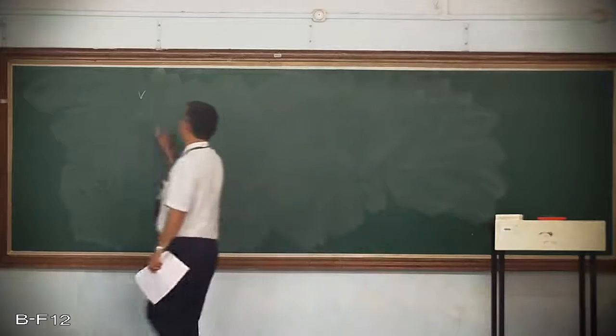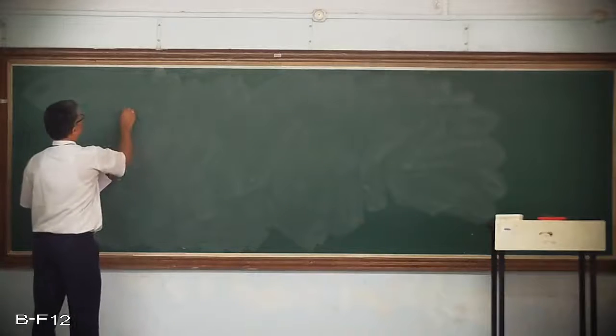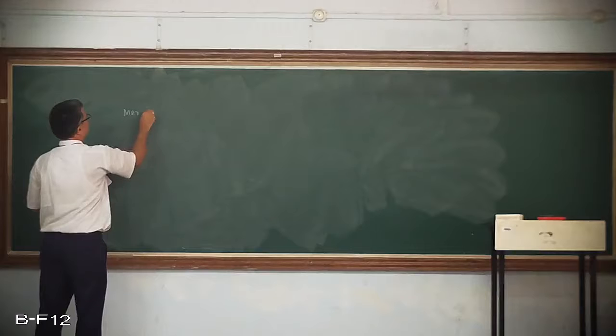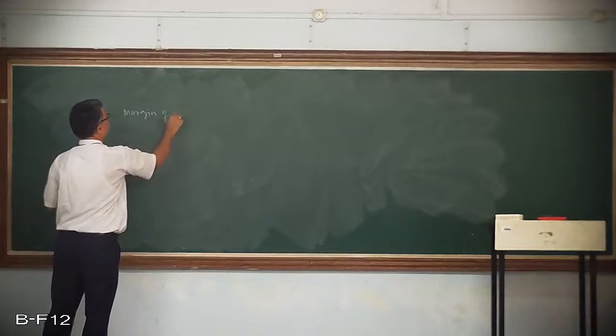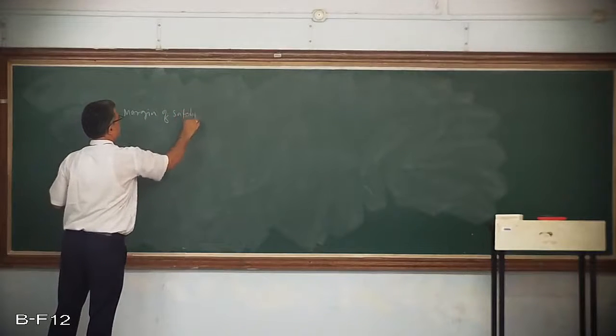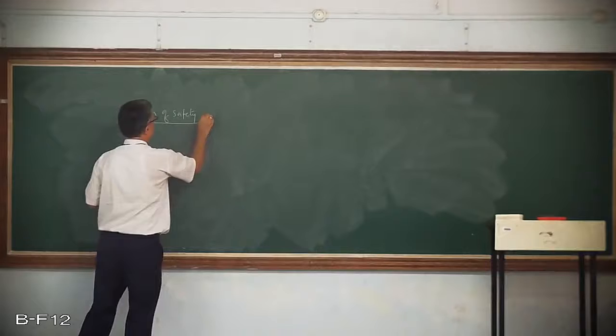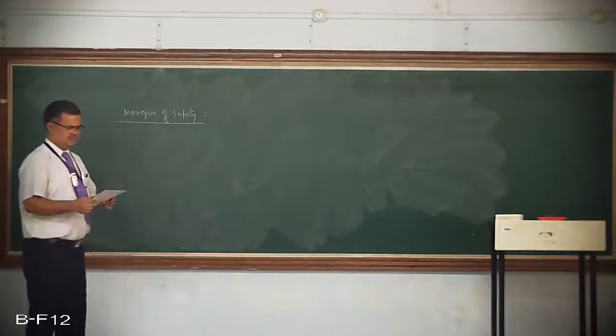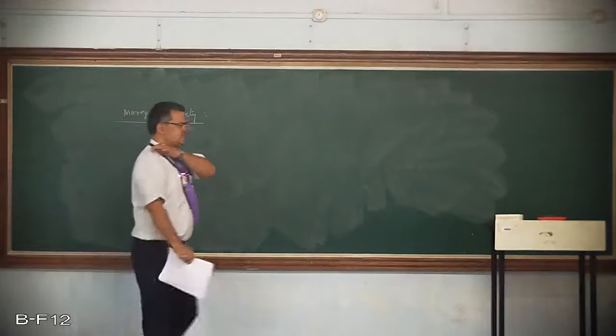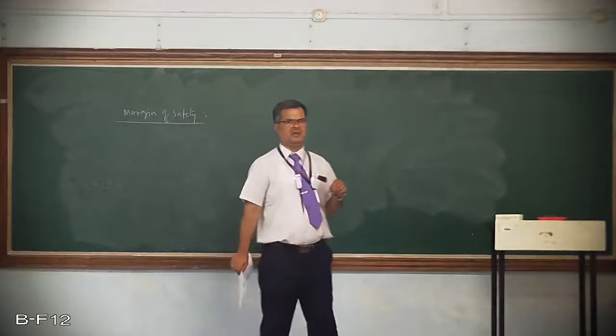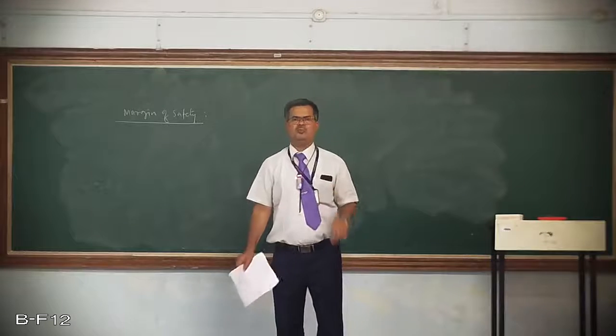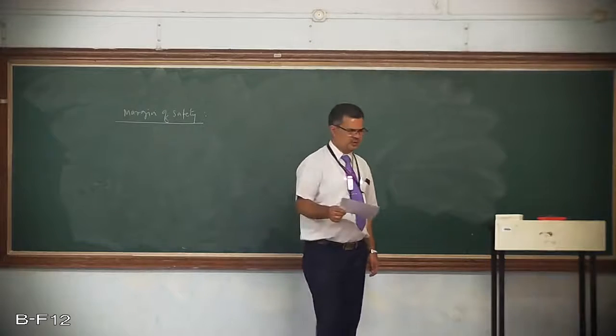Next, margin of safety. What do you mean by margin of safety? That is the distance between break-even point and the output being produced.